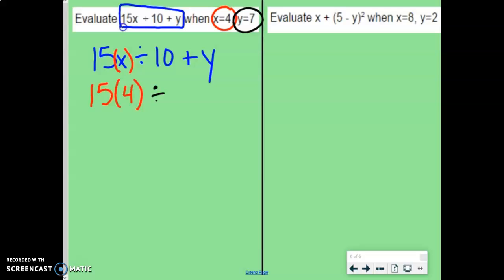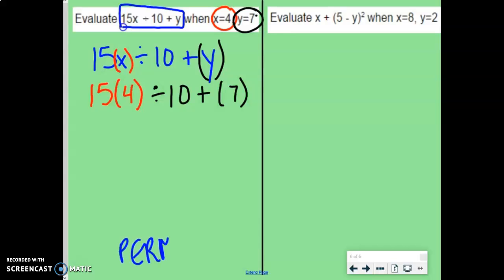Continue with that divided by 10. There was no variable there, so it stays the same. And then finally replace that y with the 7 and put that inside the parentheses. Once we have that, now we just have an expression where we can use the order of operations. We use PERMDAS again: parentheses, exponents, radicals, multiply, divide, add, subtract, with those numbers in place of those variables, right?